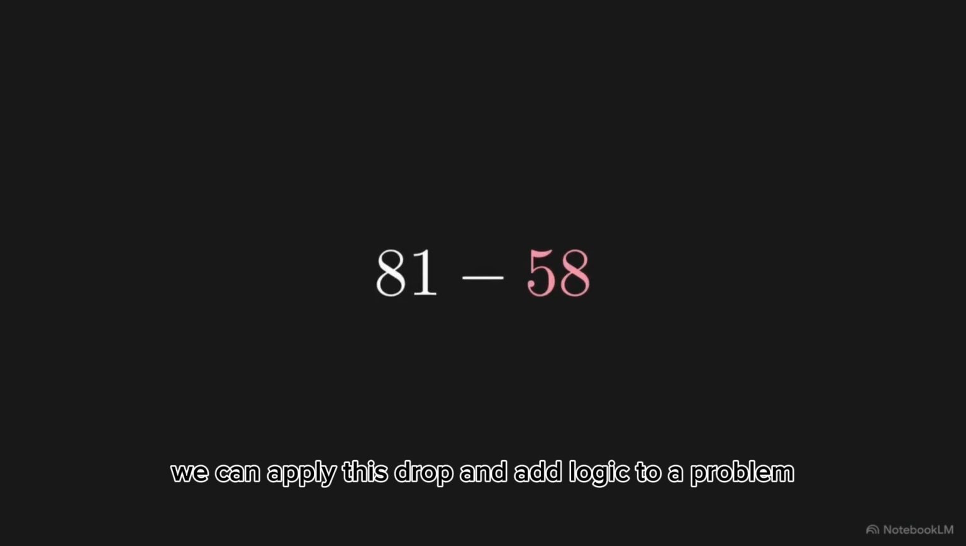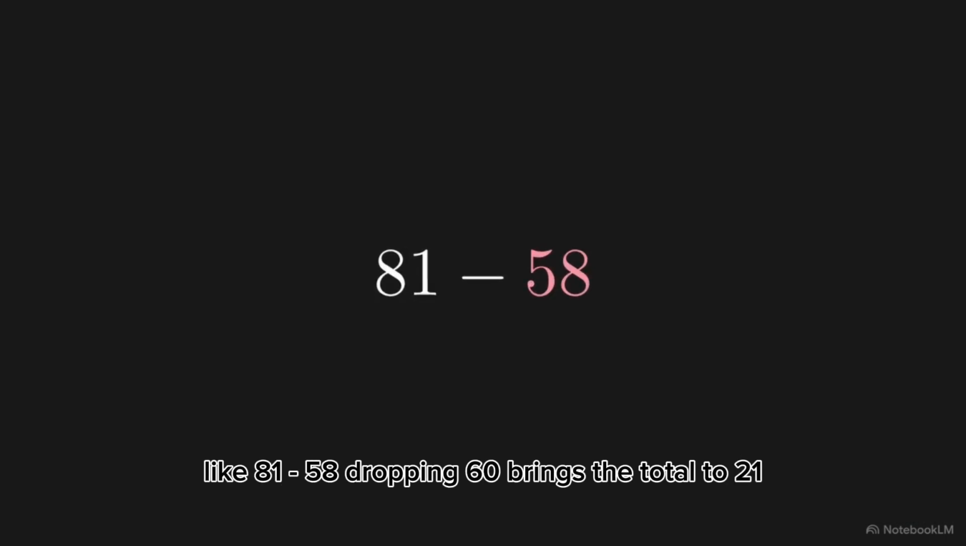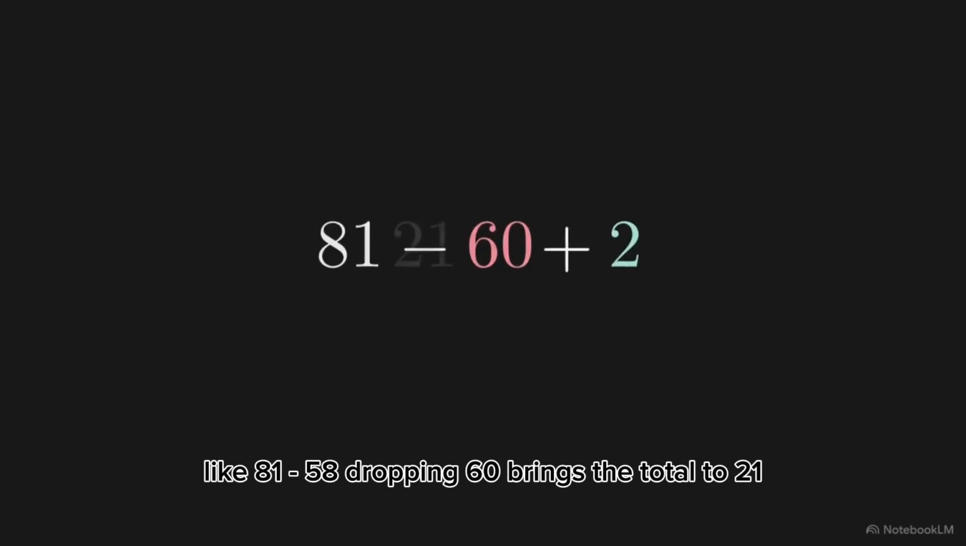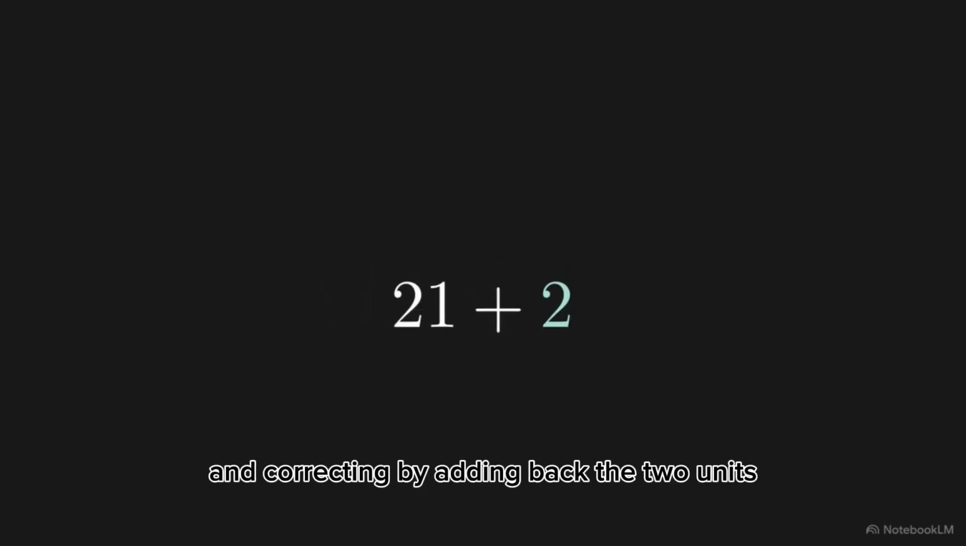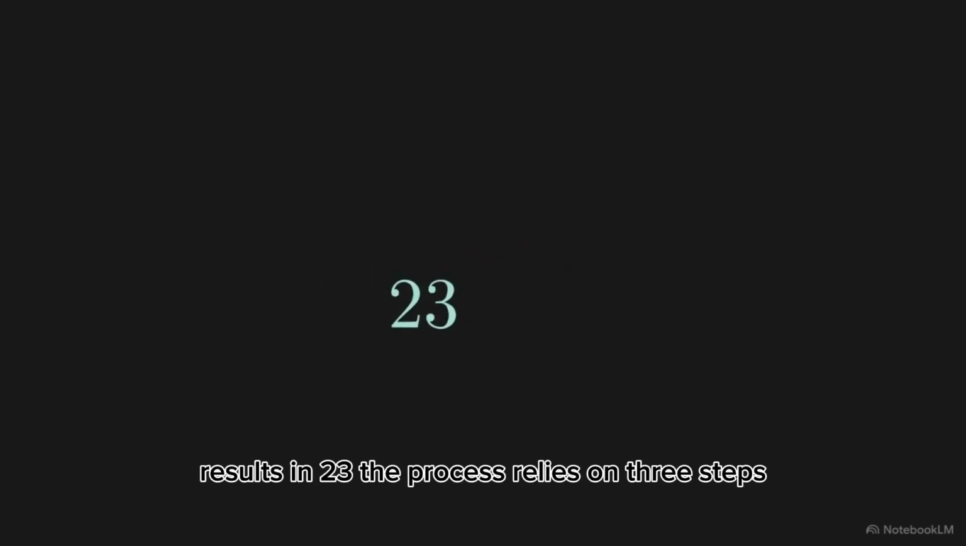We can apply this drop and add logic to a problem like 81 minus 58. Dropping 60 brings the total to 21, and correcting by adding back the 2 units results in 23.